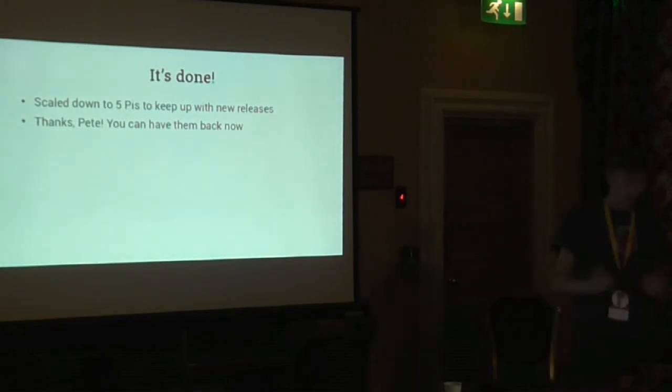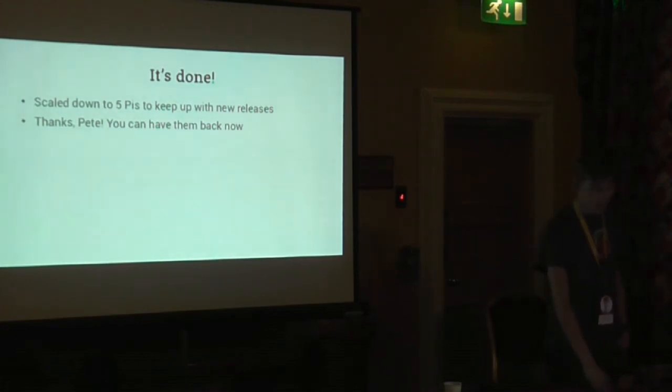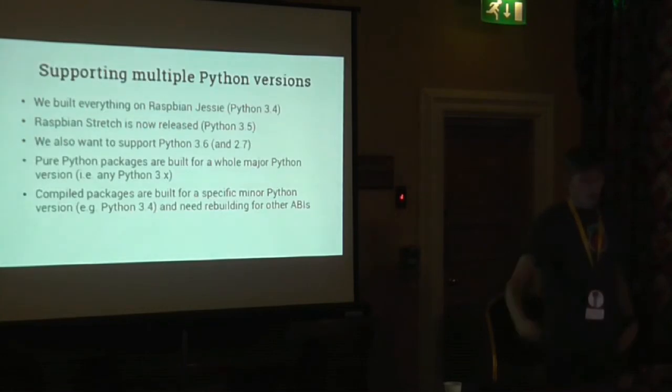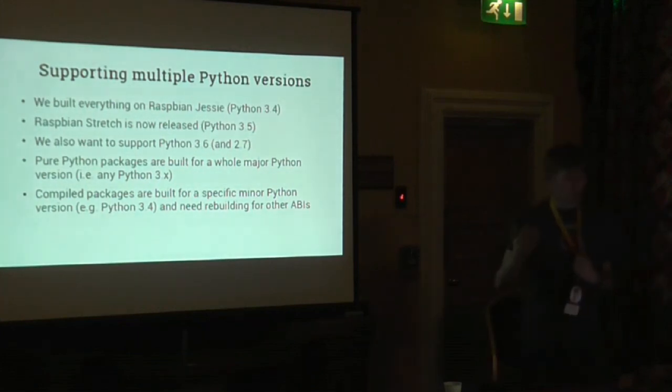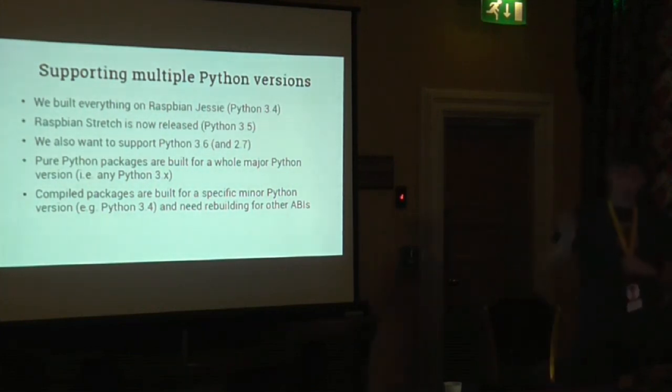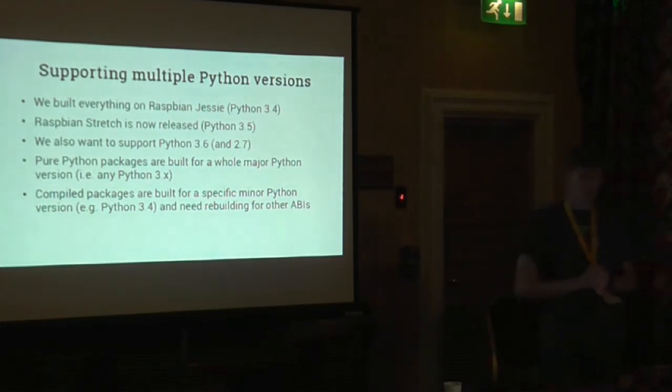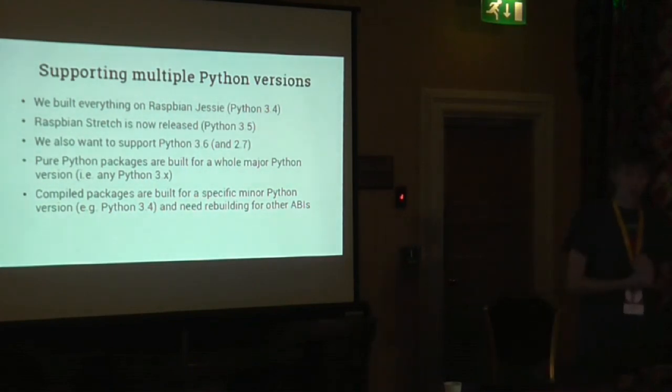So we returned most of the Pis back to Mythic, and carried on just sitting there building anything new that comes out. However, we did this on Raspbian Jessie, which is now the old stable. So we recently released Raspbian Stretch. So we've gone from Python 3.4 being the default to 3.5, and we also want to be able to support Python 3.6. So pure Python packages, so anything that's just written in pure Python, when you build a wheel for that, it will work in any version of Python 3.